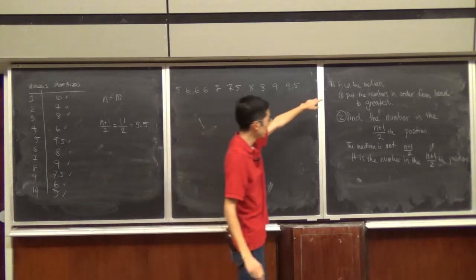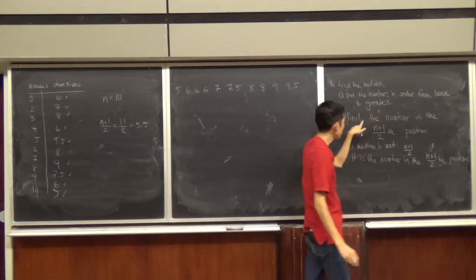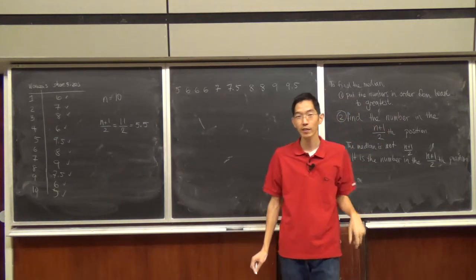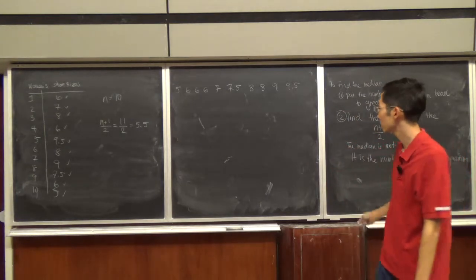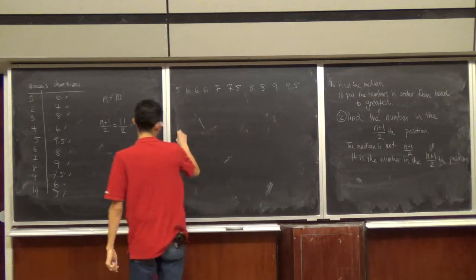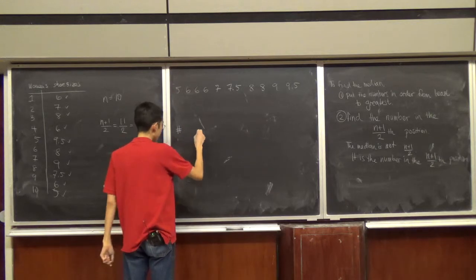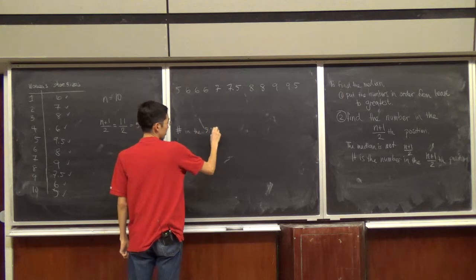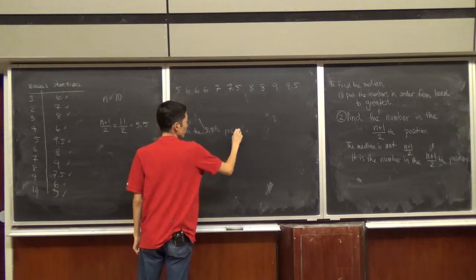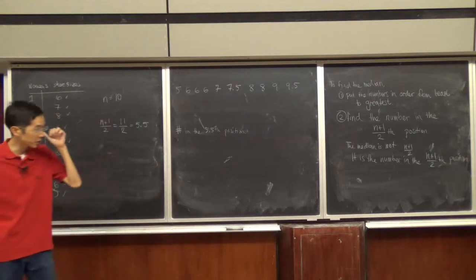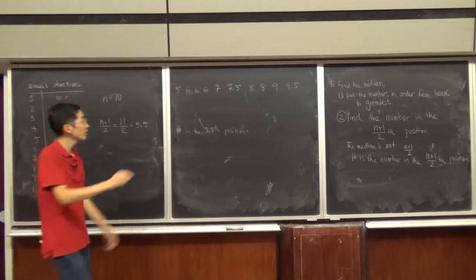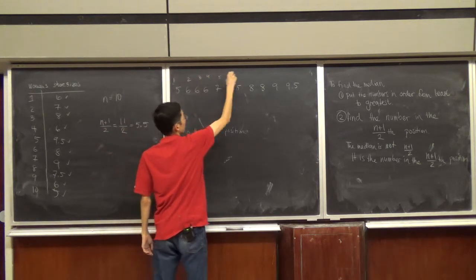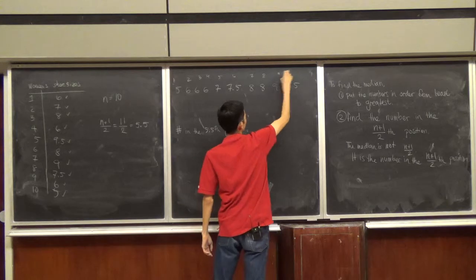So I did this, put the numbers in order from least to greatest, and now I'm going to find the number in this position. So I'm going to find the number in the 5.5 position. Okay, what is the number in the 5.5 position? 7. Alright. Number in the 5.5 position. Okay, so I'm just going to label these. First position, second position, third, fourth, fifth, sixth, seventh, 8, 9, and 10.